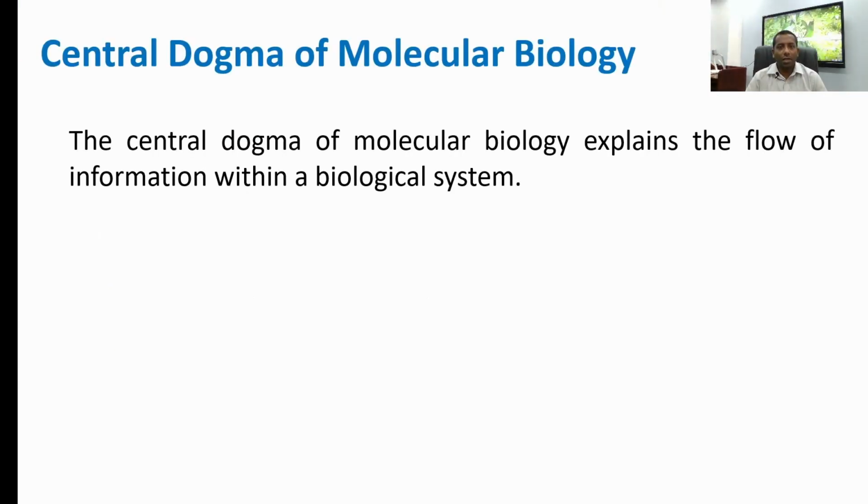The central dogma of molecular biology explains how information flows from DNA to protein. This concept was put forward by Francis Crick, one of the scientists who contributed to the identification of the structure of DNA. So in biological systems, information is stored in DNA, then that information is passed down to protein and expressed as phenotypes.